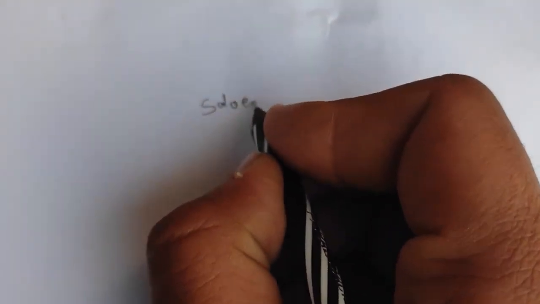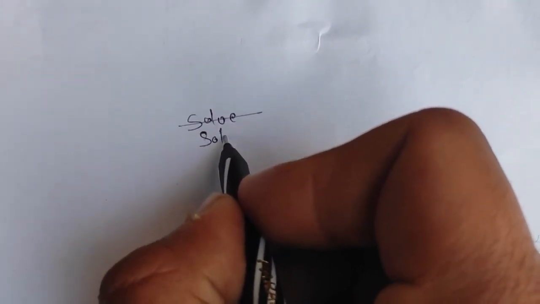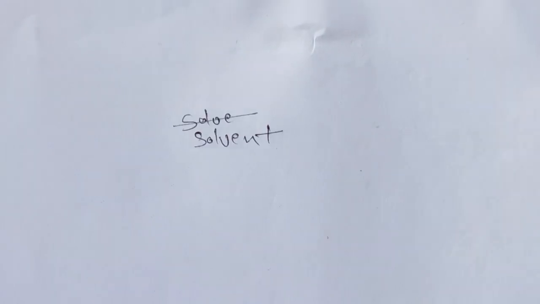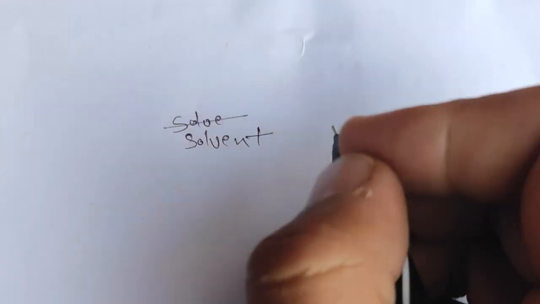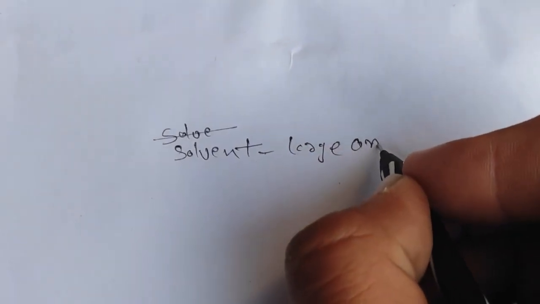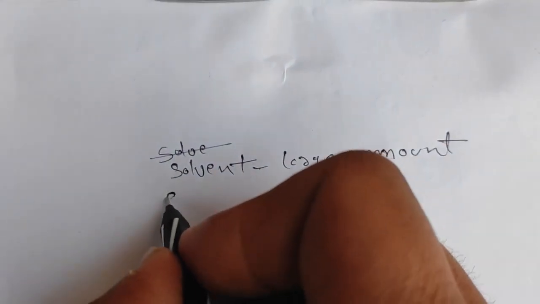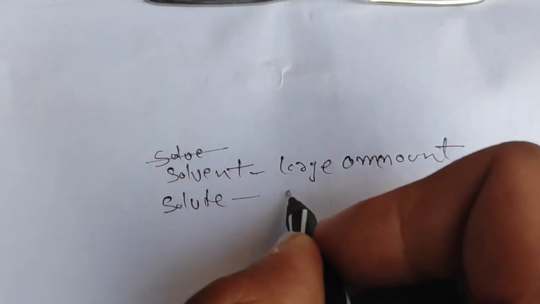In the previous video we talked about the solutions chapter. We talked about what the solvent is. The solvent is the large amount of compound in the solution, the large amount part. And second, the solute is the less amount part.